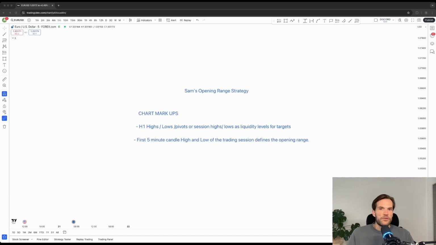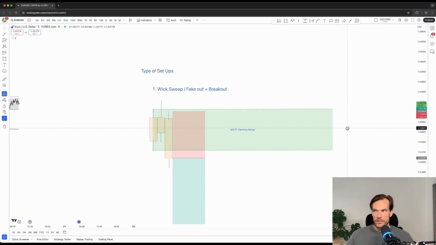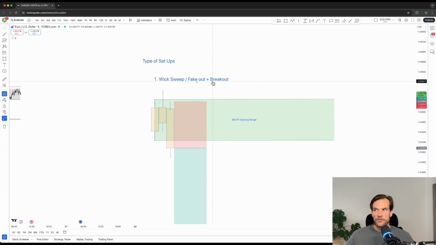Okay, and then obviously if you've watched the previous video, we are marking up the first 5-minute candle of the session open, either Frankfurt, London, New York, depending on what pair you're trading. Two main trades that we're trading with this strategy. Okay, first is a type of setup called a wick sweep / fake out and breakout.